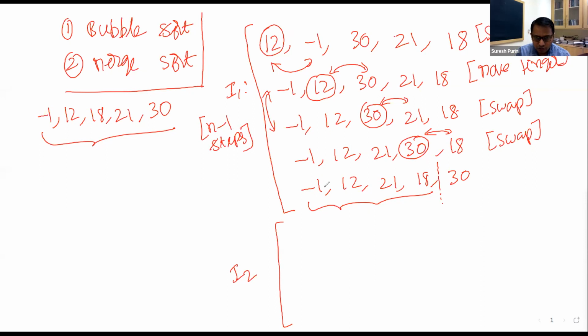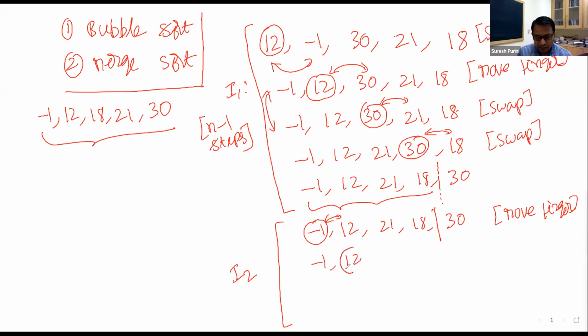So in iteration 2, we just leave the 30 there. It will be there nominally, but we don't care about 30. We just leave it as it is. And we put our finger on minus 1, and we compare minus 1 with 12. 12 is greater than minus 1, so we just move our finger. Whenever we move finger, the state of the system doesn't change.